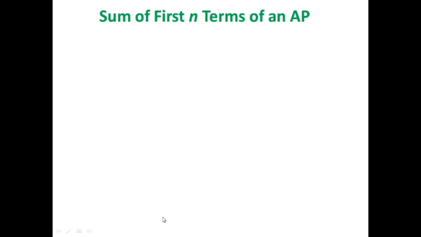Next concept is sum of first n terms of an AP. It's very important. Sum of first n terms of AP is denoted with the letter S. Without using any formula, how to find the sum of first 100 natural numbers? For example, forget about natural numbers.